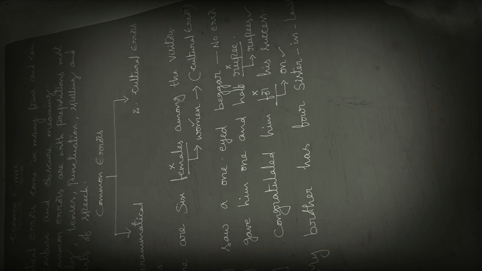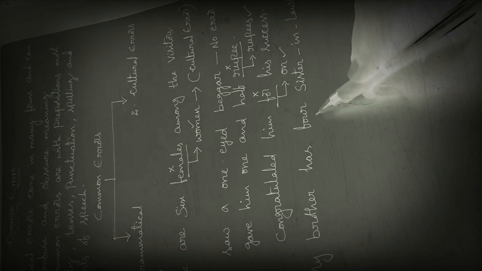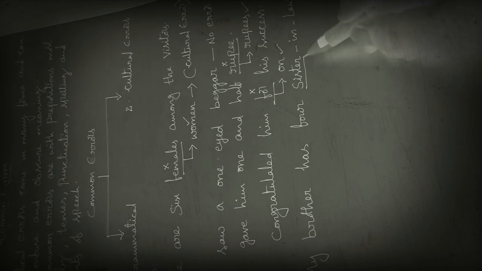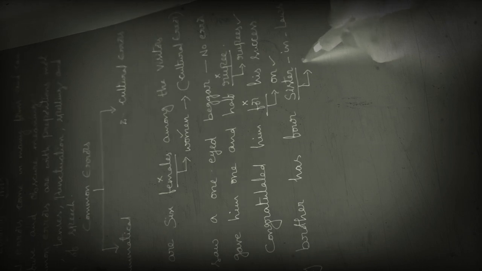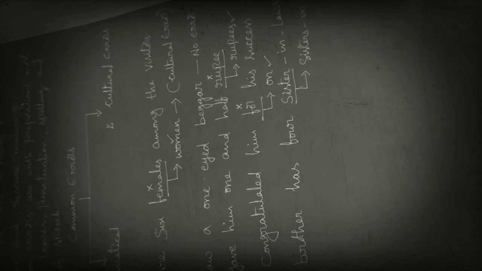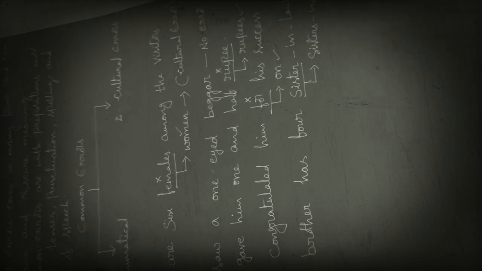Sister-in-law is a relation, and when you have more than a single member, we should write sisters-in-law, but not sister-in-laws. Sisters-in-law is the right form. We don't add s at the end; we should add s to the sister. This is wrong. My brother has 4 sisters-in-law.